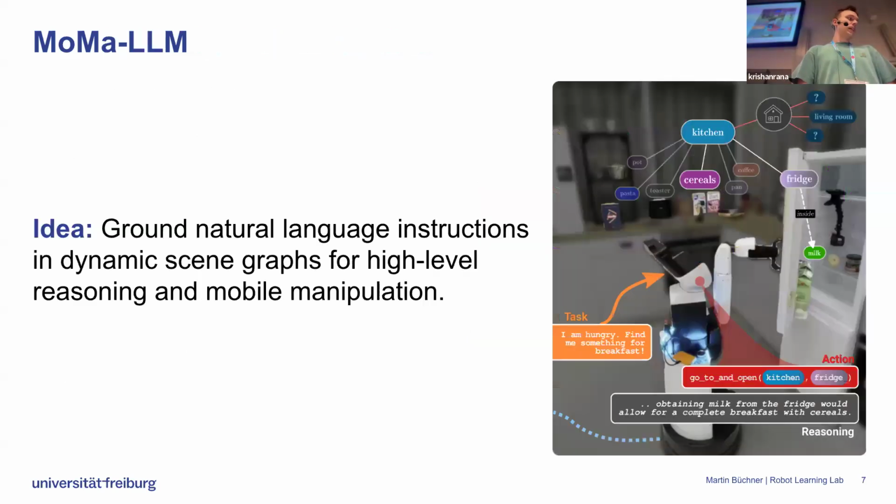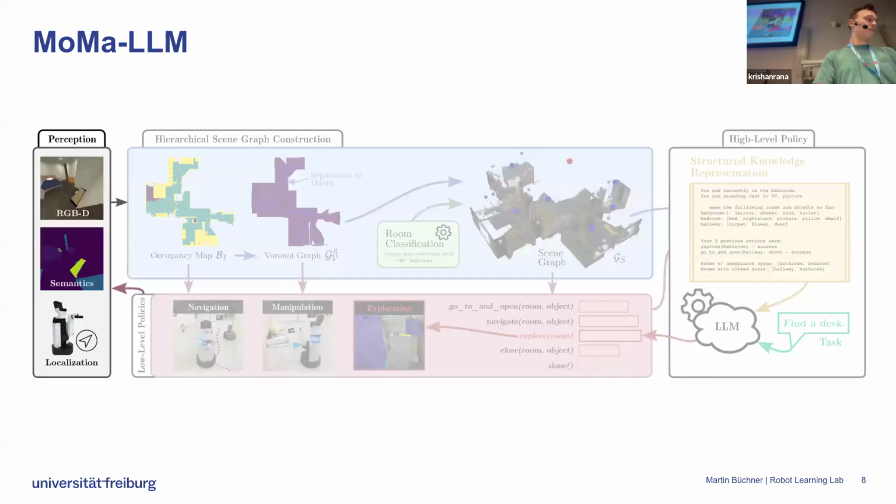And third, we also have a high-dimensional observation and action space that scales with the number of objects in the scene. To tackle this, we present MoMA LLM, which is able to take instructions in the form of natural language and ground those in dynamic scene graphs that cover multiple regions in an open-set manner. And lastly, we provide high-level reasoning for mobile manipulation.